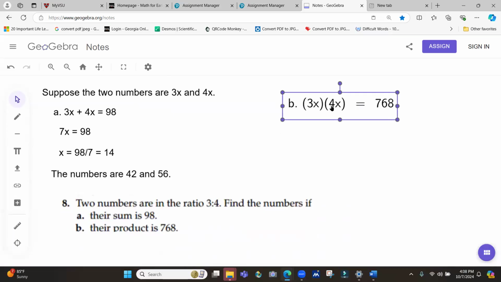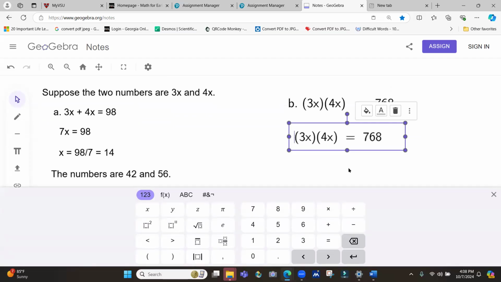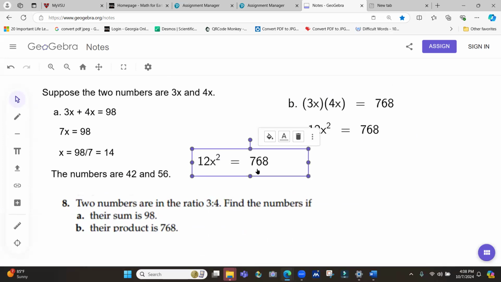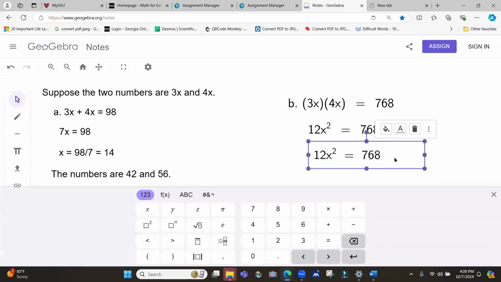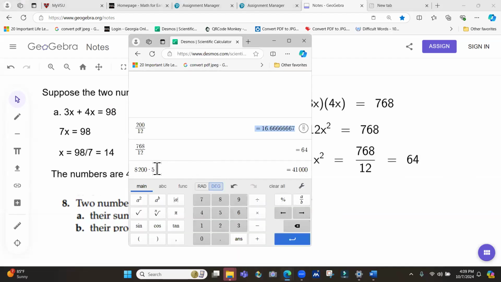All right. Now I have to do my algebra, which is not really that bad. So 3 times 4 is 12. And x times x is x squared. So 3x times 4x is 12x squared. I'm going to divide both sides by 12 because I'm isolating x. And it turns out to be 64. I'm going to double check. 768 divided by 12. 768 divided by 12 is 64.